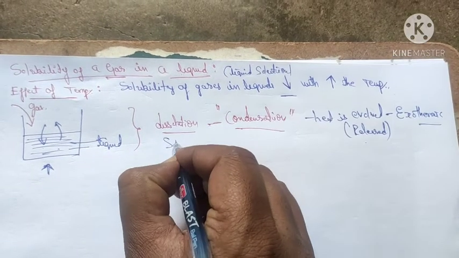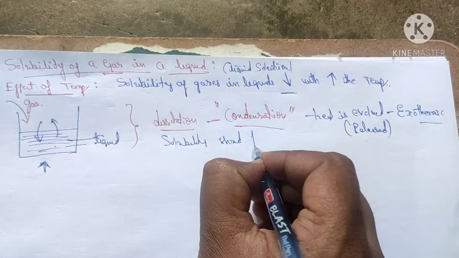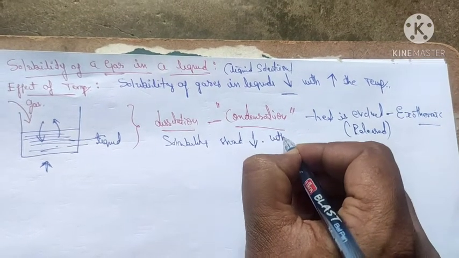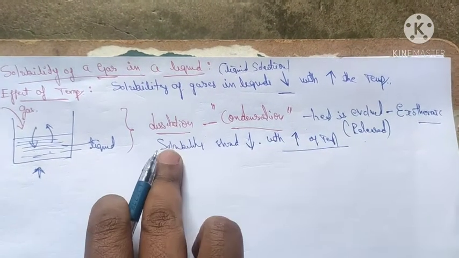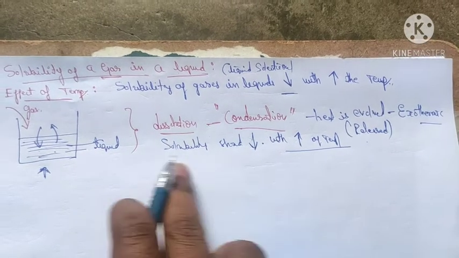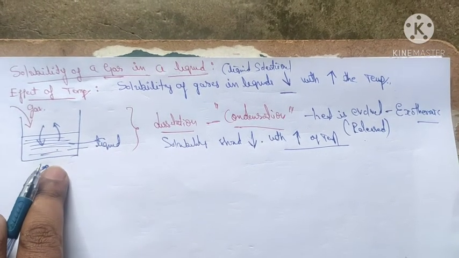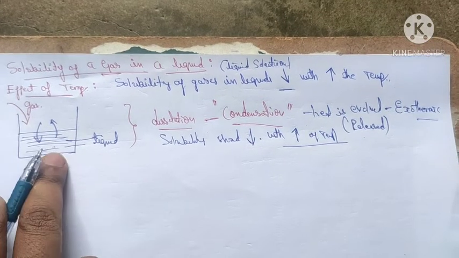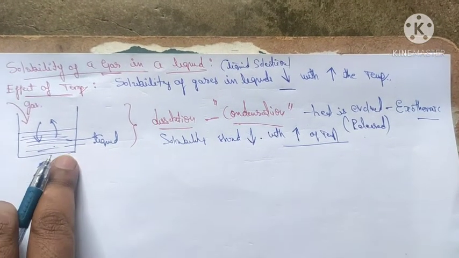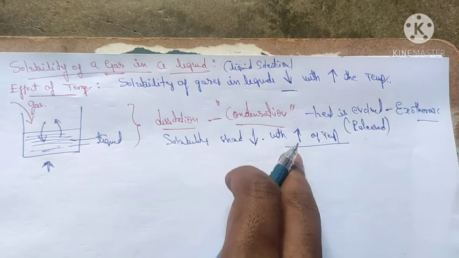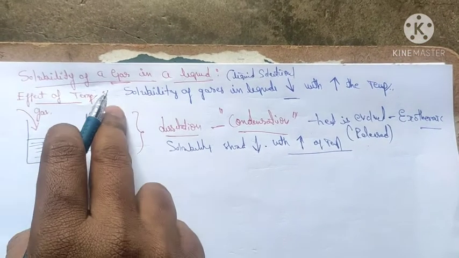What is indicated? Solubility should decrease with an increase of temperature. Either solubility should increase, or what happens here? It decreases, because as temperature increases, solubility does not occur. Vice versa, solubility increases when the temperature decreases. Clear? This is about the effect of temperature.